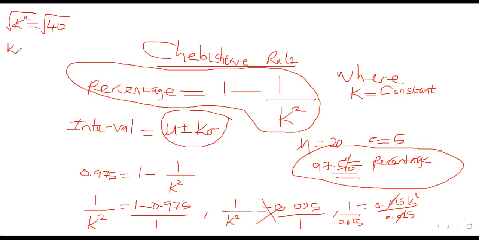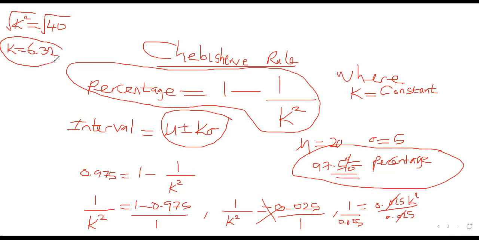But sometimes the examiner will give you numbers that would give us the exact answer. You know what I mean? Are we together? So the square root of 40 is 6.32. So 6.32, that is our K. Are we together?